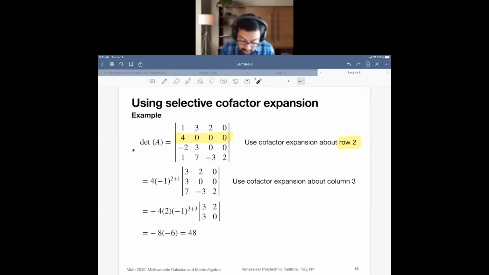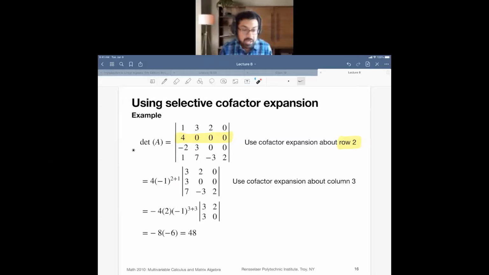So when you do it with respect to row two, what do you have? There would be four things, right? Four multiplied by the cofactor, zero multiplied by the cofactor, zero multiplied by the cofactor, zero multiplied by the cofactor. All those things are already out. So what you're left with is only the first term. Four, take care of the sign, negative one raised to the row number plus the column number. For this four, it is going to be second row, first column. So two plus one there.